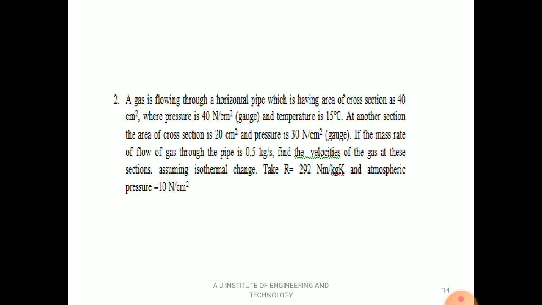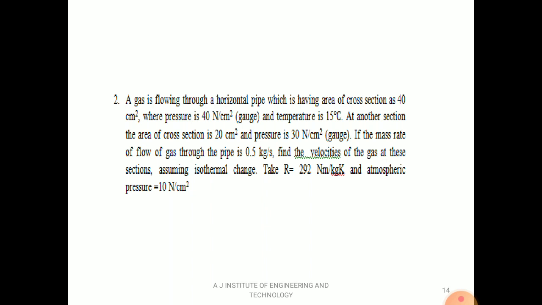As I already explained in basic thermodynamics, you just note down 0.5 kg per second as m dot. Find the velocities of the gas at these sections assuming isothermal change. So it is given as an isothermal process, so temperature should remain constant. As you can see in the question, there is no T2. That means T1 equals T2, which is equal to 15 degrees centigrade.